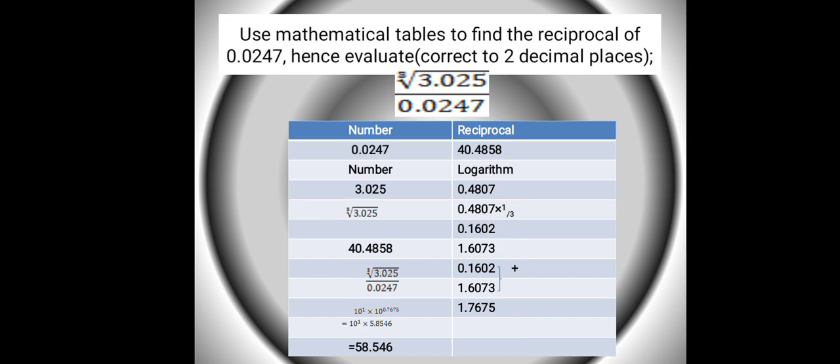The logarithm of 40.4858 is 1.6073. Add the two, that is 0.1602 plus 1.6073. We get 1.7675. Get the antilog, and the answer is 58.546. To two decimal places, it is 58.55.